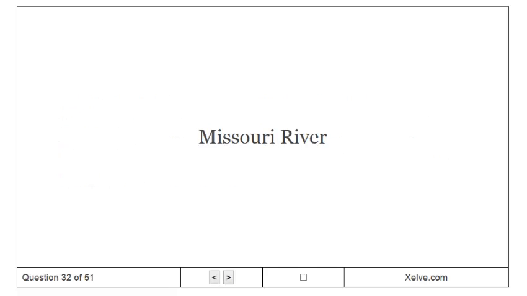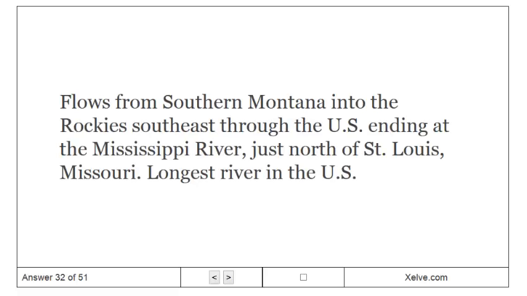Missouri River flows from southern Montana in the Rockies southeast through the U.S., ending at the Mississippi River, just north of St. Louis, Missouri. Longest river in the U.S.